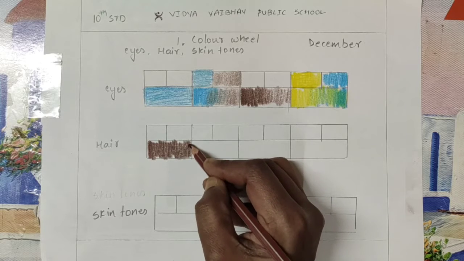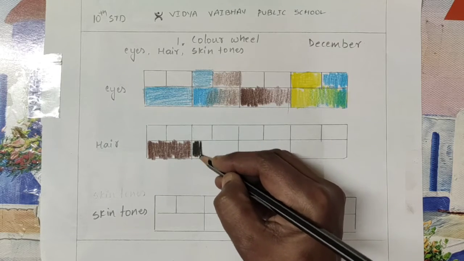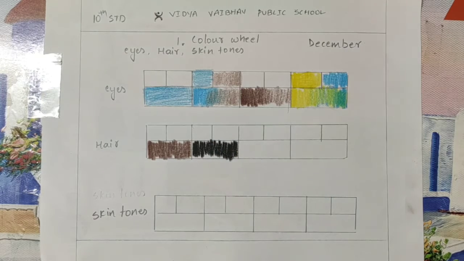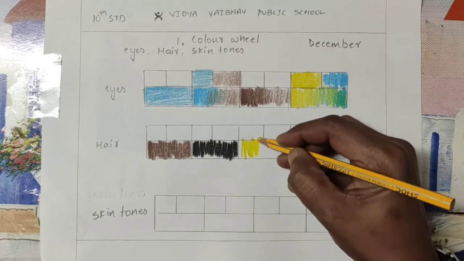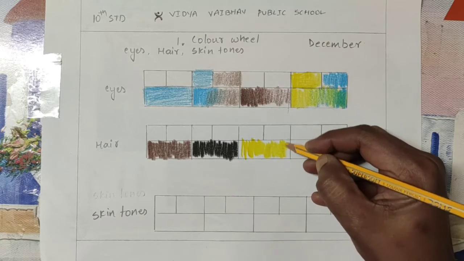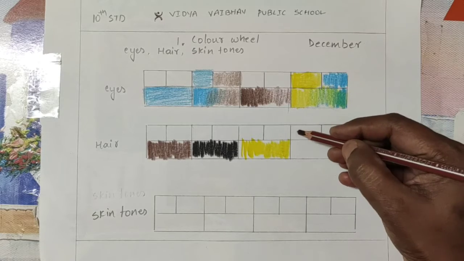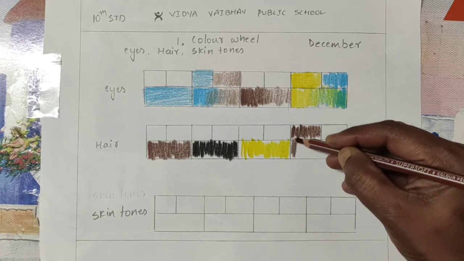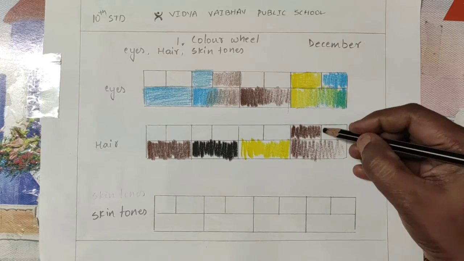So here I am using a plain brown. Completely black. Completely yellow. We are going to use a brown. Brown and black.